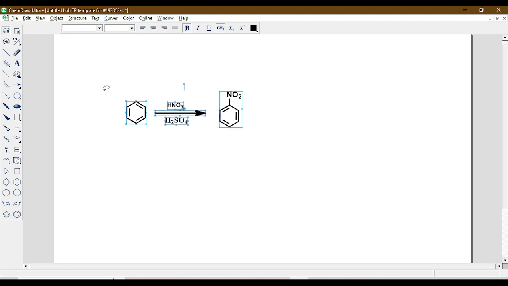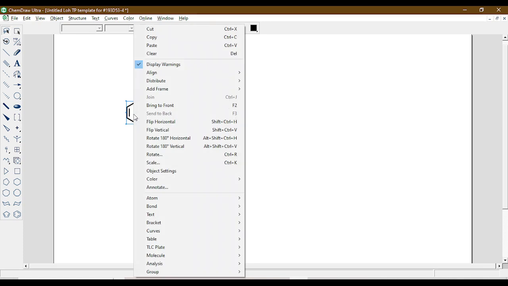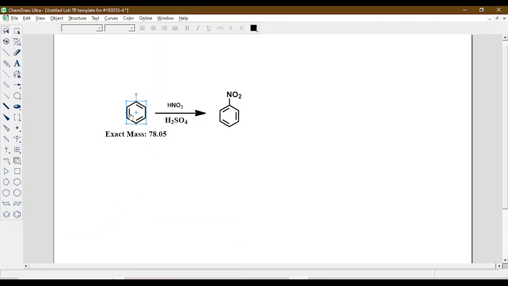Suppose I wanted to know the molecular weight of this molecule, how can I do it? I select the molecule, do a right click. Remember, select the molecule, right click, and come down to analysis. In the analysis, there is something called name. What is the name? What is the chemical formula? What is the exact mass, molecular weight? M by Z means mass by charge ratio, which is measured during mass spectrometry analysis or elemental analysis. I just want to know the exact mass. I just click here. It gives you the exact mass below.